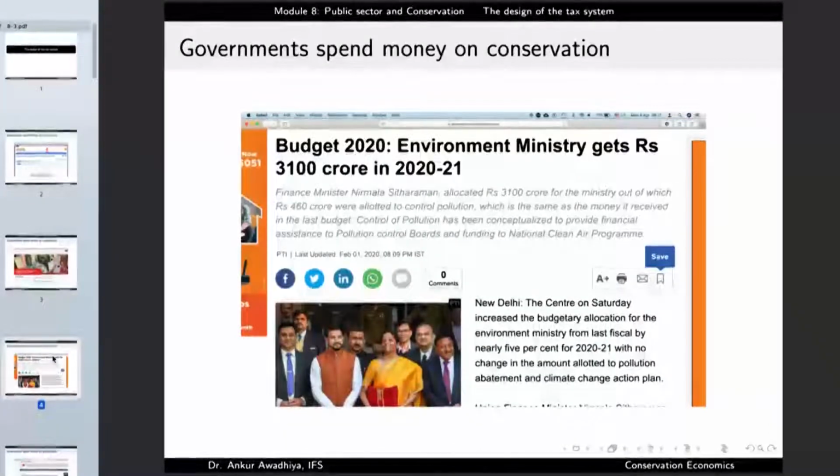In our country, this news article says Environment Ministry gets rupees 3100 crores in 2020-21, of which 460 crores were allotted to control pollution. Now, the thing is, 3,100 crores is not a small amount. The question is, where is the government going to get this money from?